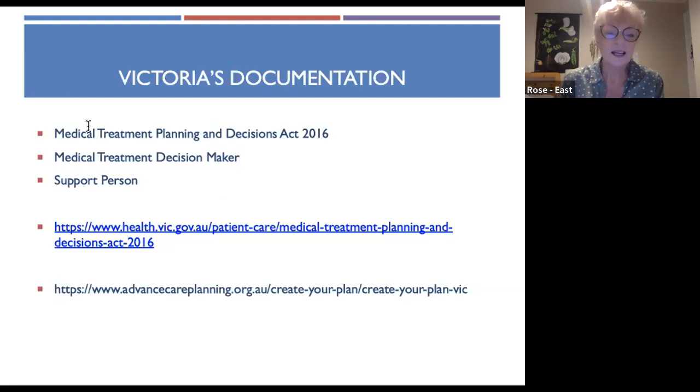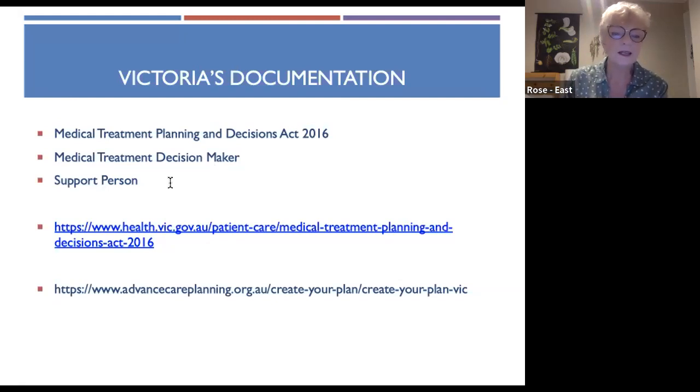Victoria's documentation, I did update this. So that's the Medical Treatment Planning and Decisions Act of 2016. That's a new act that came in, and I think Victoria is the only state that has this legally binding section in the Values Directive. If a doctor decides to override that, they can be charged with assault and be brought before the law. So if you've put that in your advance care plan, you know that it's going to be followed, as opposed to nearly all the other states, where I think the ACP is more of a guide, but it can be overridden.